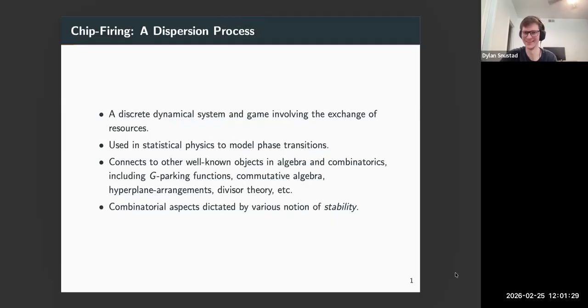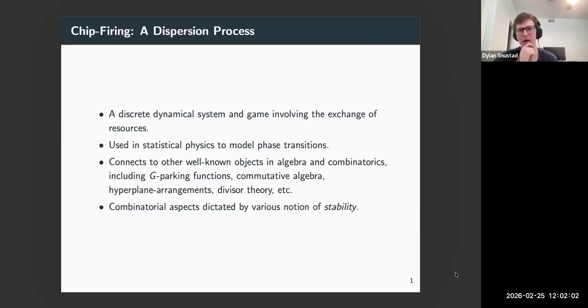But to start, I should give you a vague overview of what chip firing is. It's really just a discrete dynamical system and game. The headspace to be in is that you can think of this as modeling resources in some sense. The idea is we're going to put a bunch of chips on a board that represent money in some sense, and then we're going to distribute this money to different vertices representing people in some way and see what happens at the end of the game.